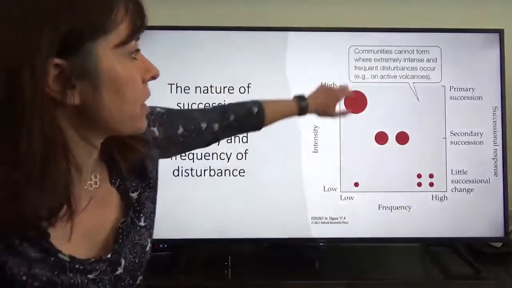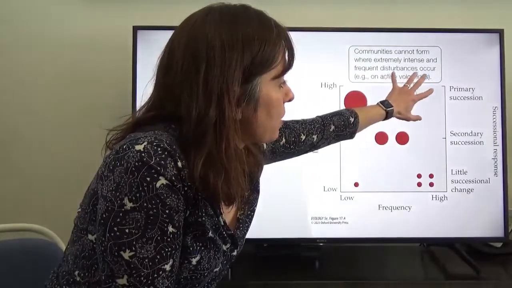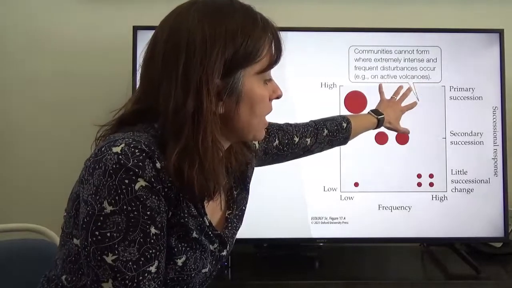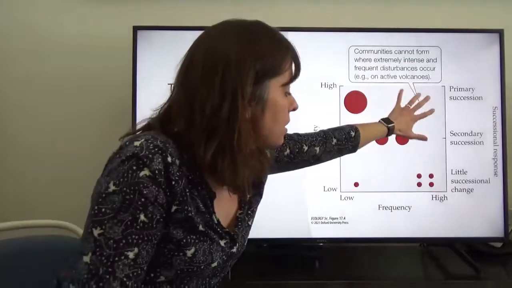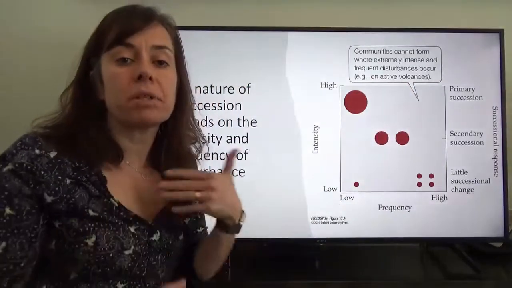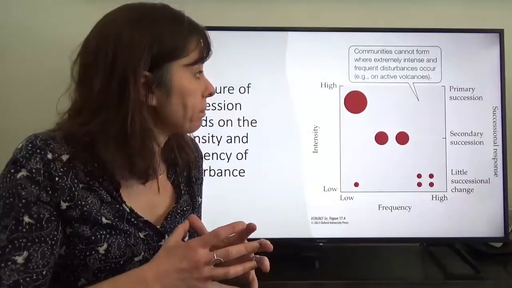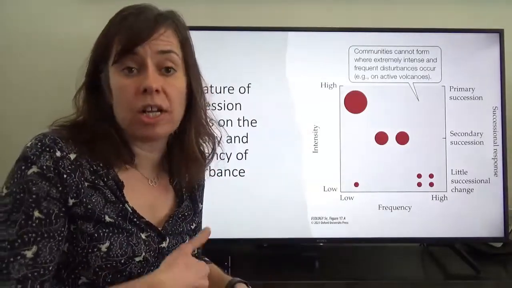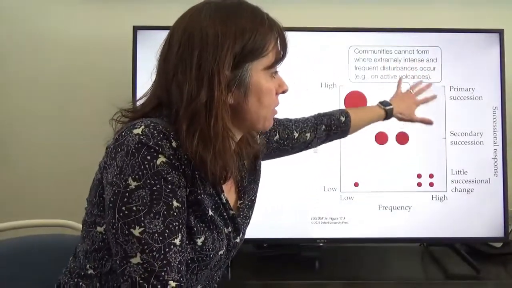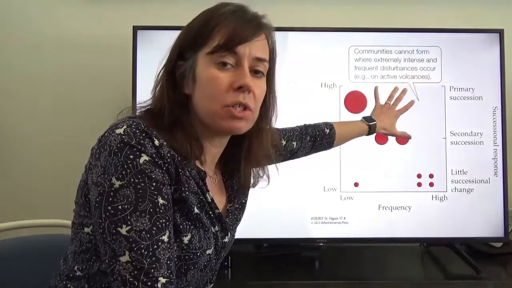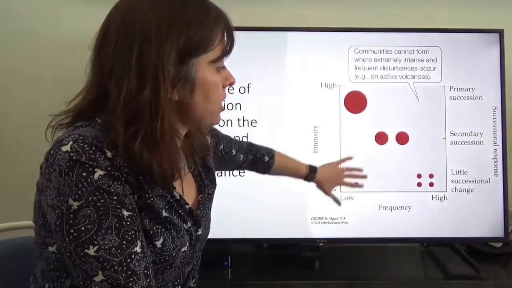And one thing you'll notice, and this little bubble highlights this, we can't have communities forming in this area where we have both high intensity, so really severe disturbances, as well as high frequency. That would simply be too much disturbance to allow for colonization and any successional processes to occur. So this is a portion of disturbance space that we just can't occupy with communities. But everything from here downward we can.